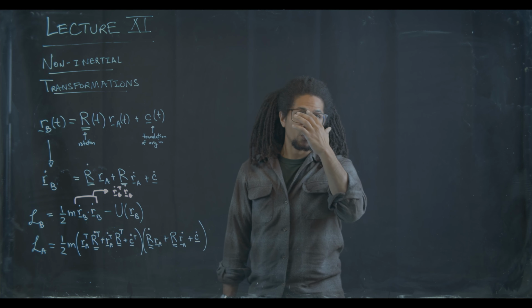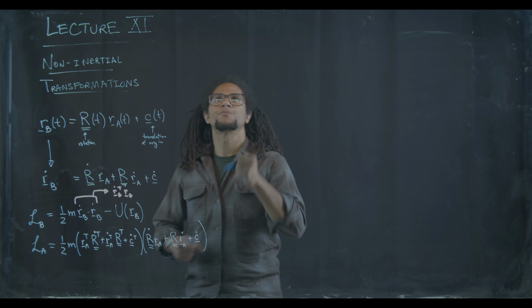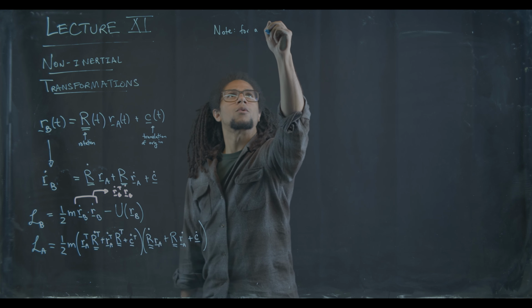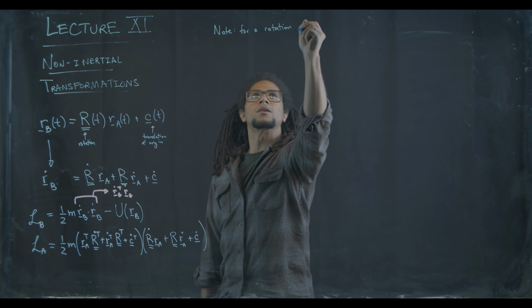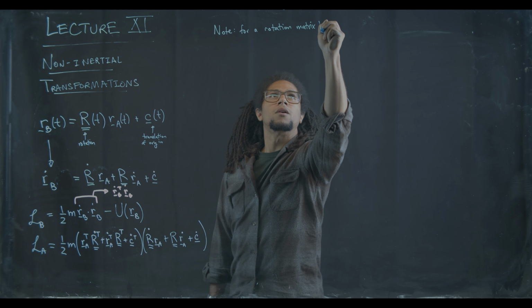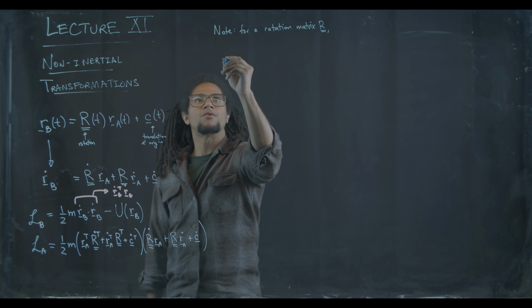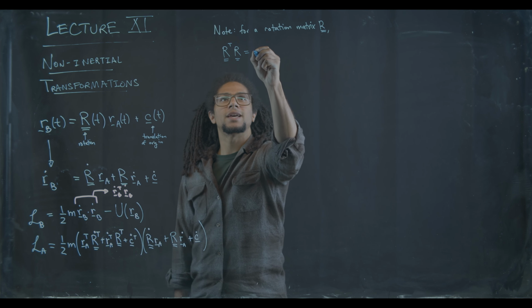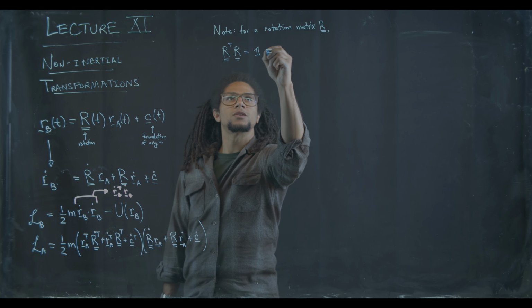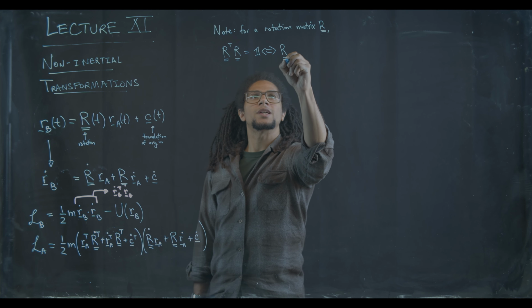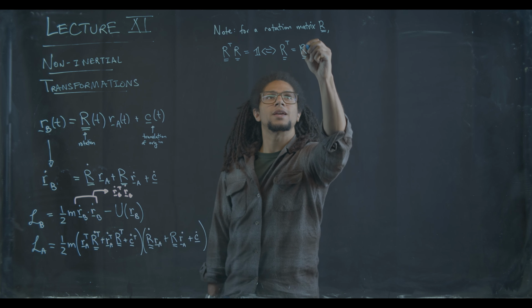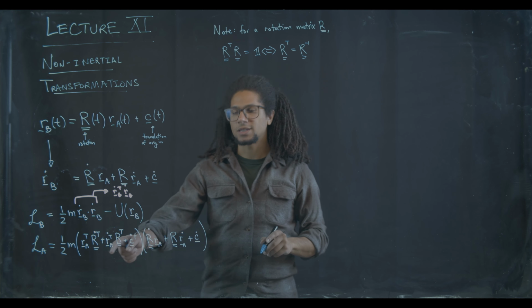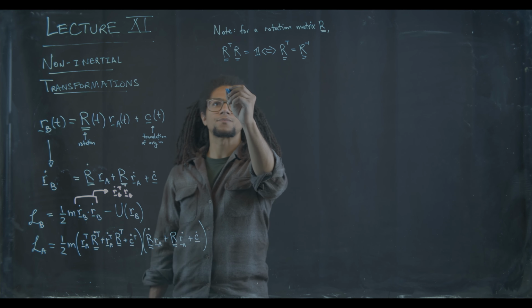Now, to proceed, I need a really important property of rotation matrices. So, note for a rotation matrix R, I have the following. R transpose times R is the identity matrix. In other words, R transpose is the same as R inverse. Okay, now, before we go on, let's make the same assumption that we did before.